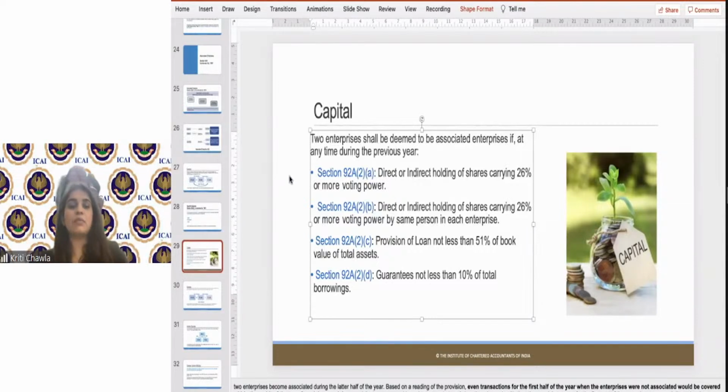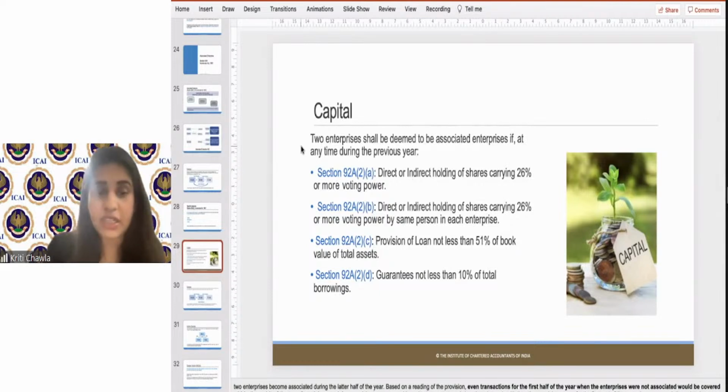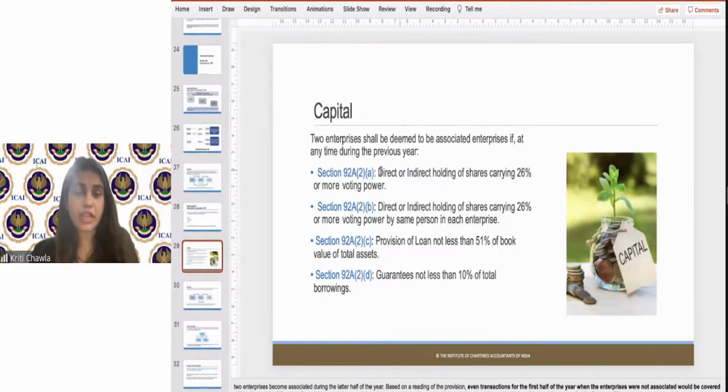There is a question on the chat box which basically says: do we have to check 92A1 and 92A2 both for determination, or will 92A2 override 92A1? Well, that is my question to you guys when we discuss all the 13 instances. After that, we'll discuss what the overriding is, or whether we'll have to check whether they will be related to each other, 92A1, 92A2, what is the relationship between them. We'll discuss that when we discuss all the instances. So that is my question, and we'll have a discussion on that. But let's come back to 92A2A.